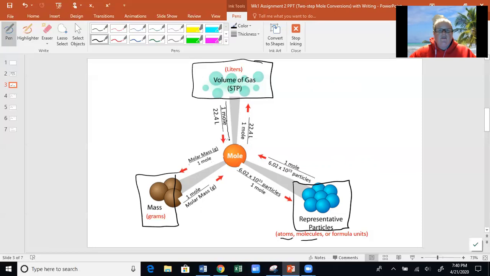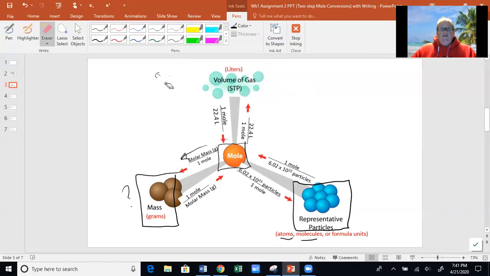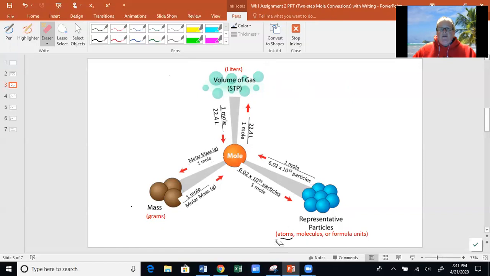My pathway to go, if I'm given 29.4 liters and I want to find mass, I have to take this road first, and then I have to take that road. So in here I have the mole parking lot. On my map I have 4 parking lots: the liters parking lot, the mass parking lot, the particles parking lot, and the mole parking lot. And these are the roads that get us there, and you have to follow the arrows. So let's just go through a series of problems, and then I'm going to have you guys practice it on your own.